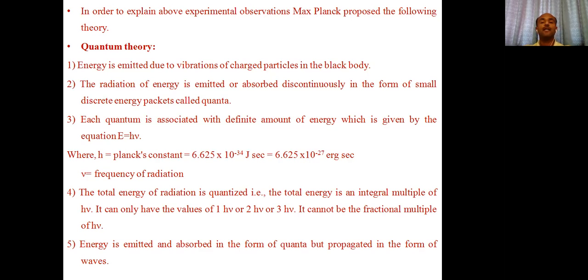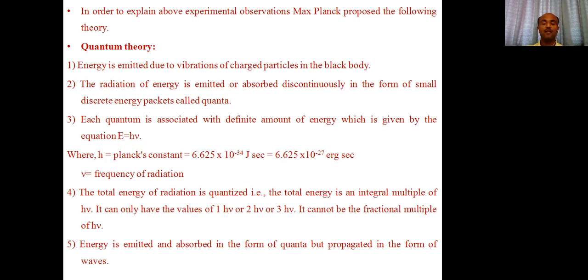In order to explain the experimental observation, Max Planck proposed the following theory, that is quantum theory. Energy is emitted due to the vibration of charged particles in the body. The radiation of energy is emitted or absorbed discontinuously in the form of small discrete energy packets, that are called quanta. Each quantum is associated with a definite amount of energy, which is given by the equation E is equal to h mu, where h is Planck's constant, and mu is the frequency of radiation.